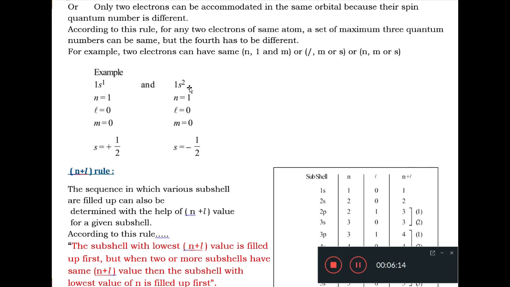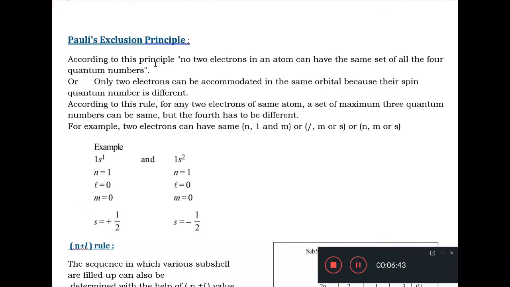Now if we talk about the second electron, n is same, l is same, m is same, because the electron is present in the same shell and same subshell, but this electron will have the opposite spin as compared to the first one. That's why the value of s or spin quantum number will be minus half. Here you can see the maximum 3 quantum numbers can be same, but the fourth one will be different. So this is the Pauli's exclusion principle. No 2 electrons in an atom can have the same set of all the 4 quantum numbers. Remember, in an atom, this is a very important point.